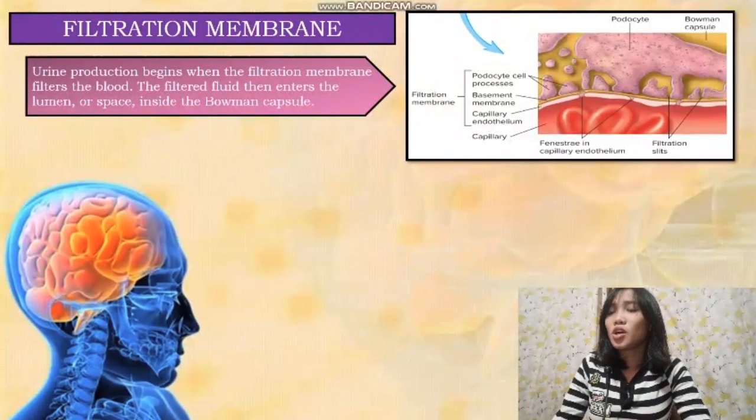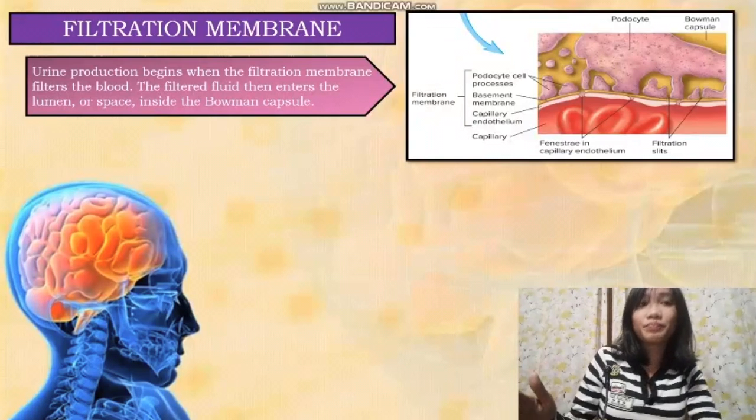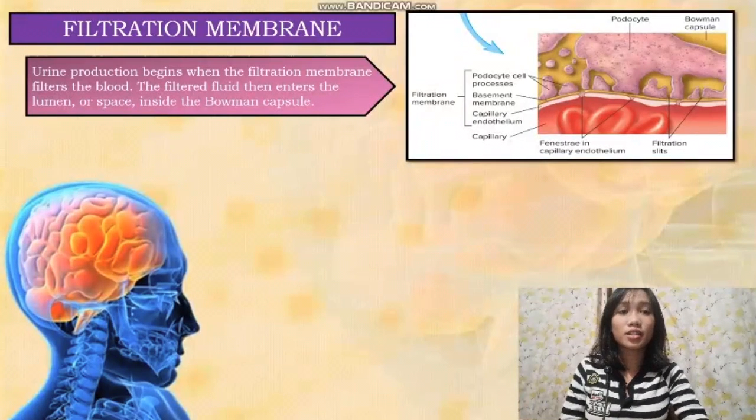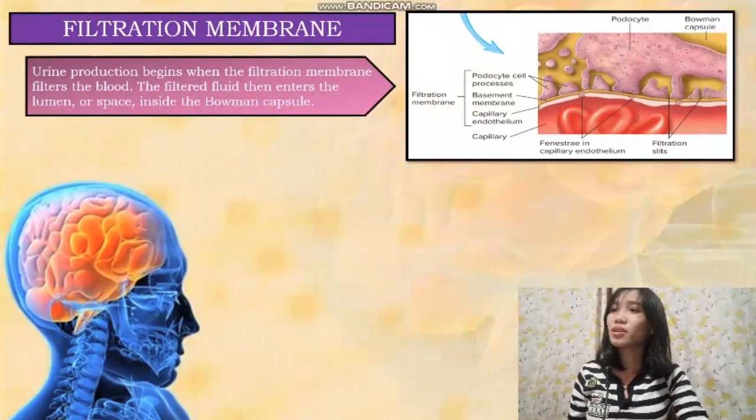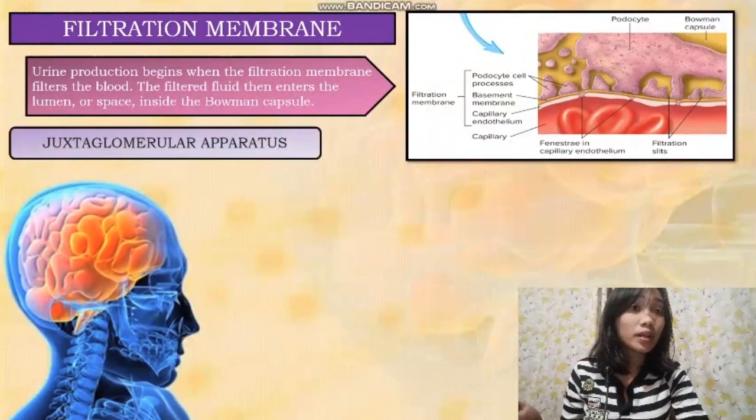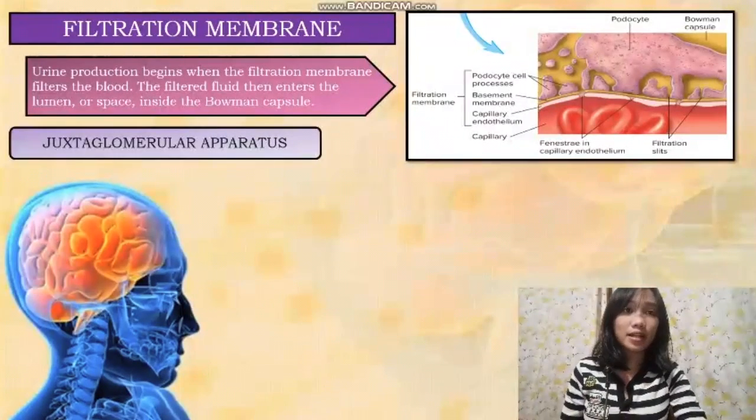We also have an important regulatory structure here, which is called the juxtaglomerular apparatus.